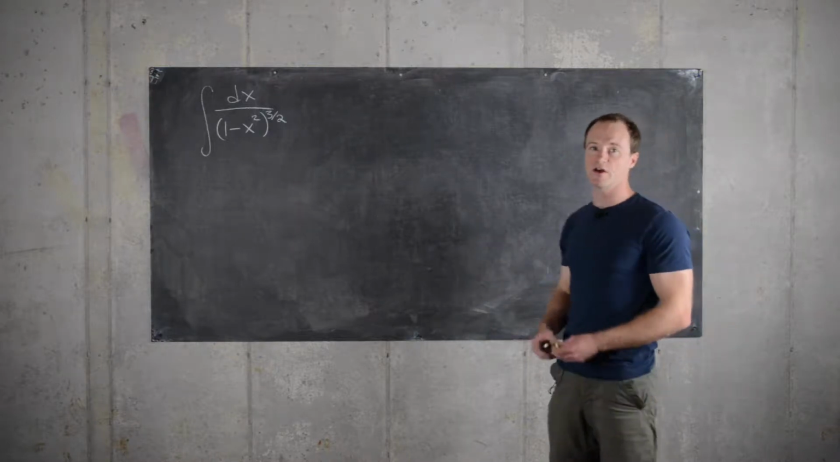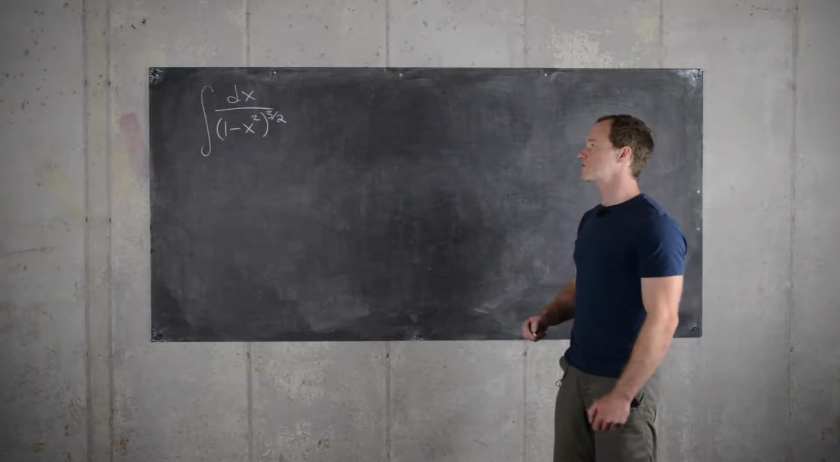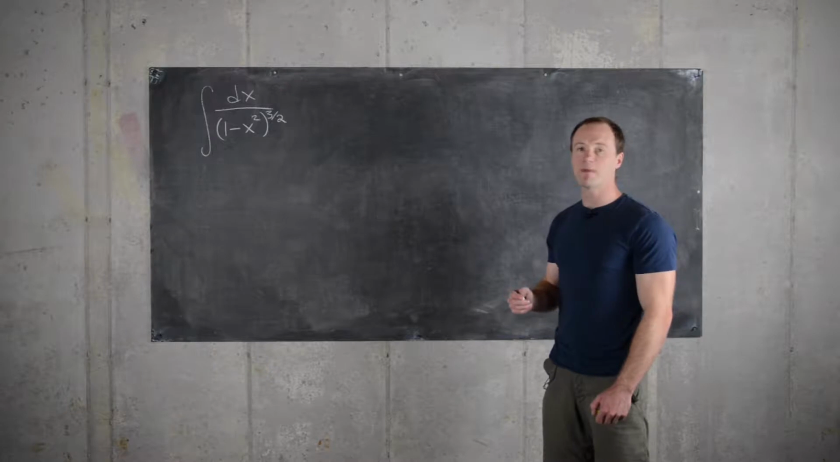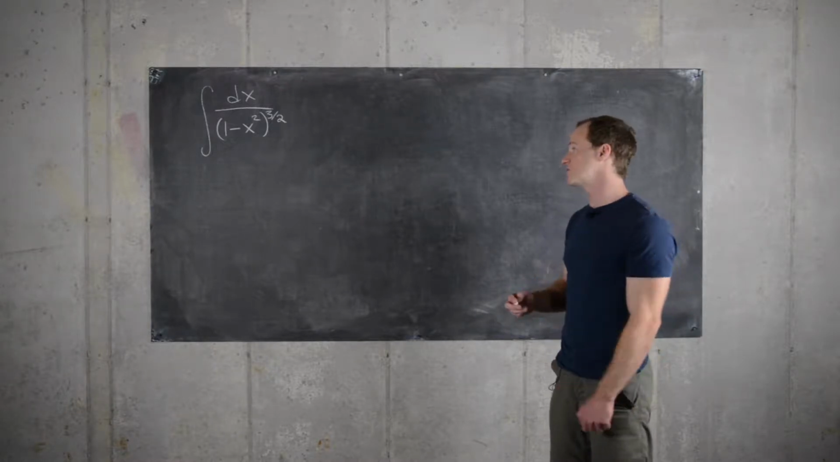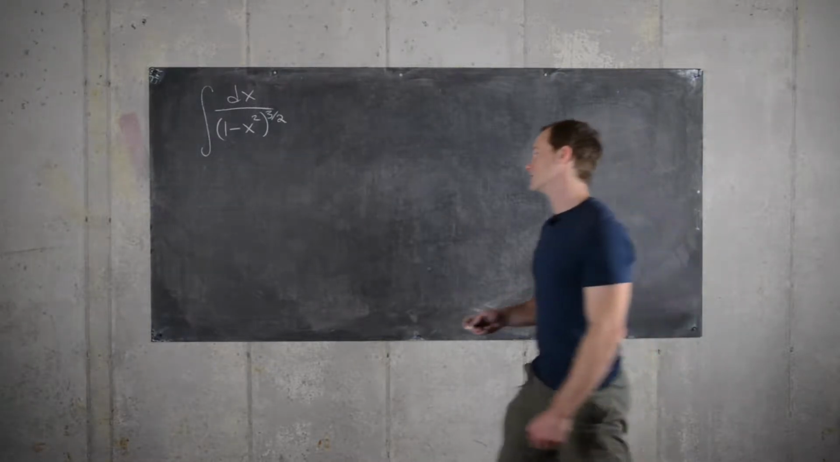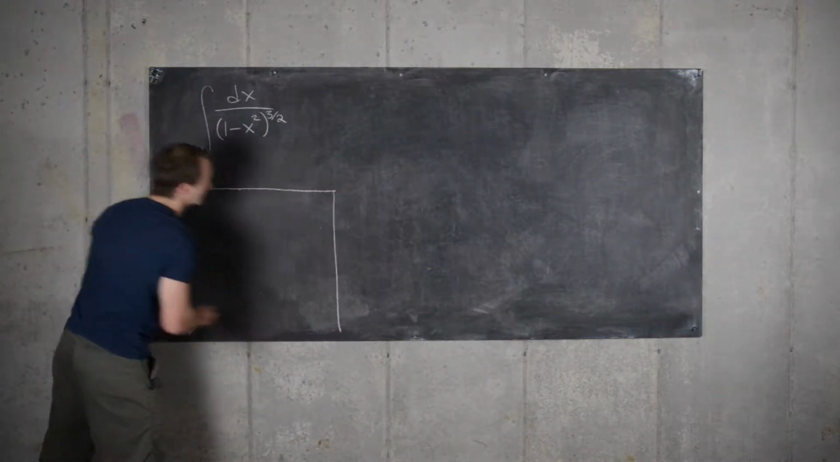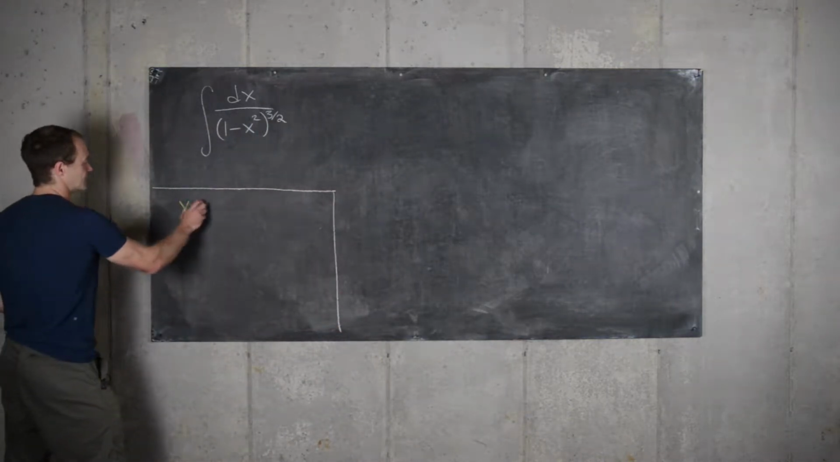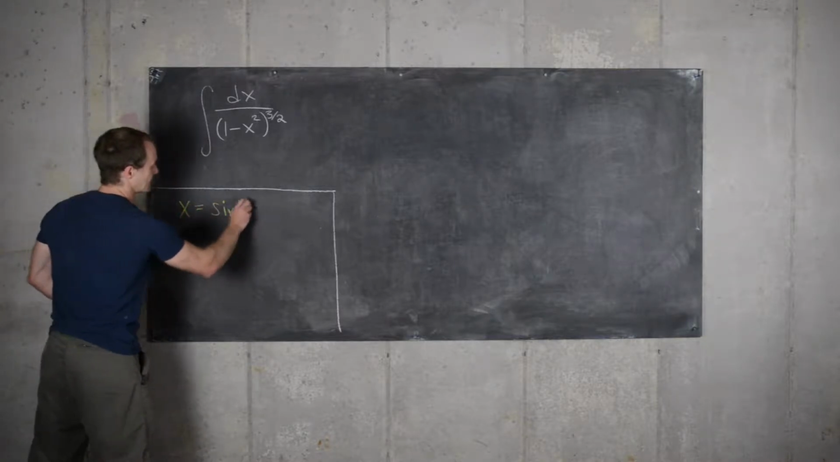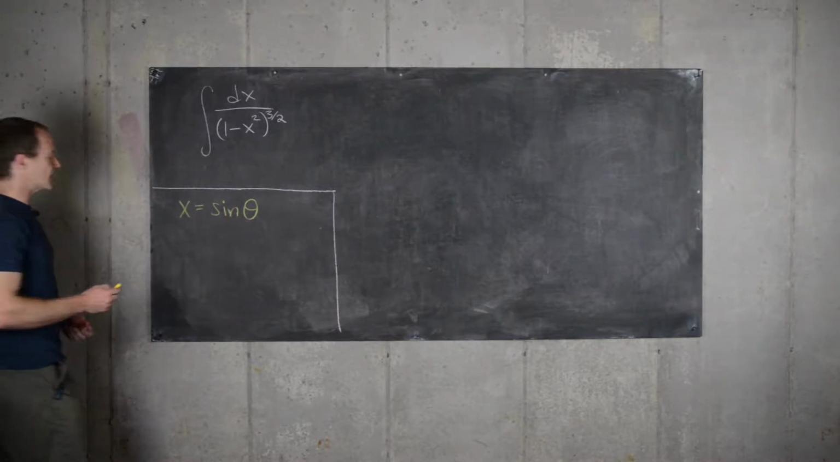Okay, so here we see another integral that we can attack with trig substitution. So the 1 minus x squared gives us a hint that we should be using sine theta for the substitution. So let's see how it goes. So if we let x equal sine theta, then we can build out the rest of the integral.